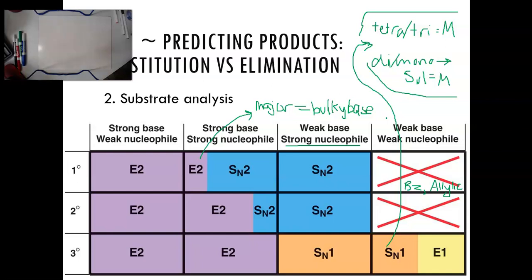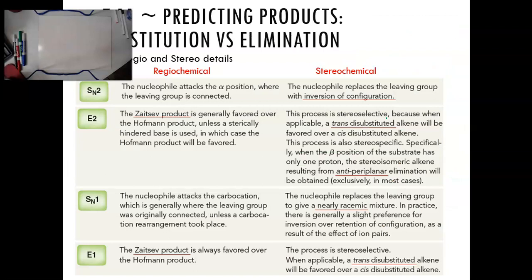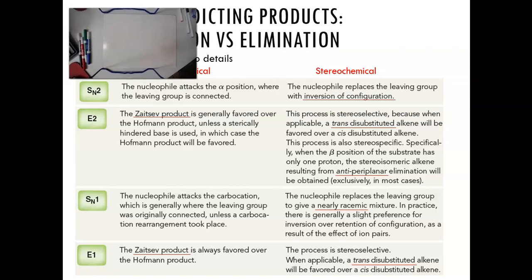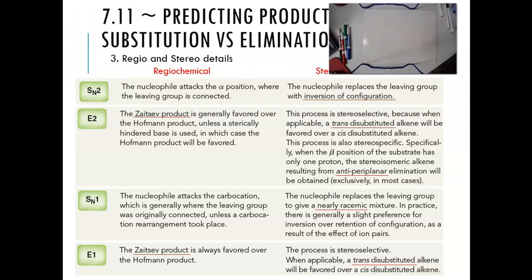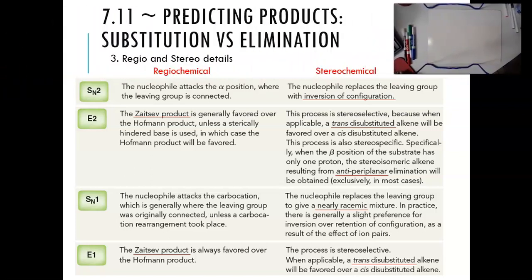All right, last topic before we do some practice ones is, now that we know our pathway, we have to decide regiochemical and stereochemical information. And we're going to kind of go through this simplest to most complex. So for SN2, we know that it's going to go through an inversion of stereochemistry. That's all we really need to know.